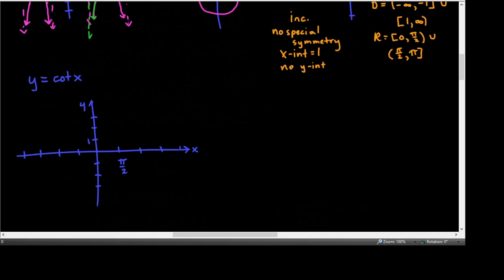Cotangent has vertical asymptotes at 0 and pi and 2 pi and negative pi, so multiples of pi. It's a decreasing function.